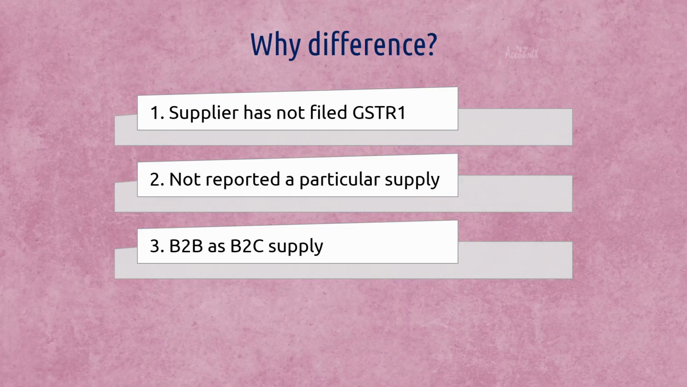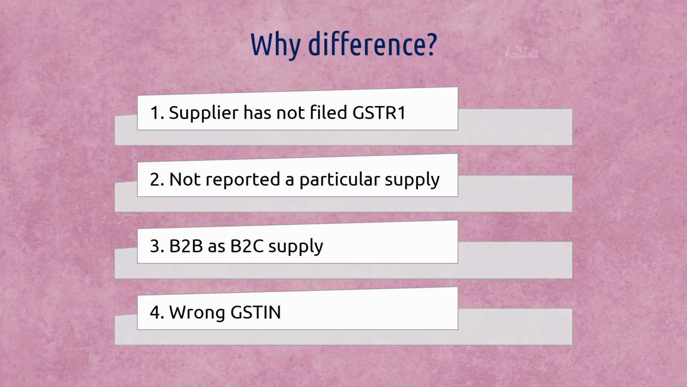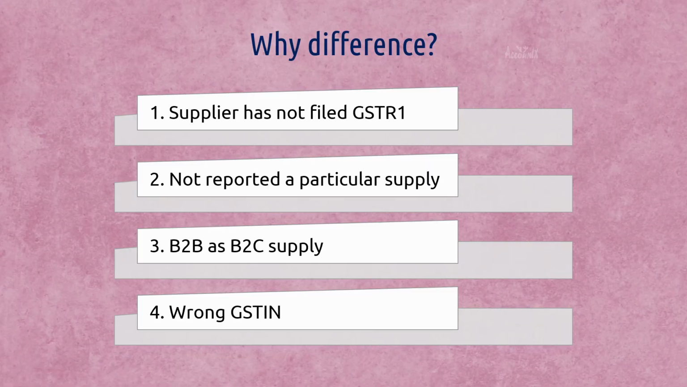Third, if your supplier has declared B2B transaction as a B2C transaction, that is, instead of mentioning your GSTIN, the supplier has declared it as a B2C, that is business to customer transaction. If so, this transaction would not get reflected in your GSTR2A. Fourth, your supplier has provided wrong GSTIN. That is, instead of providing your GSTIN, your supplier has provided GSTIN of some other taxpayer. Even then, the transaction would not appear in your GSTR2A. So the difference in ITC can be because of any of these four reasons.